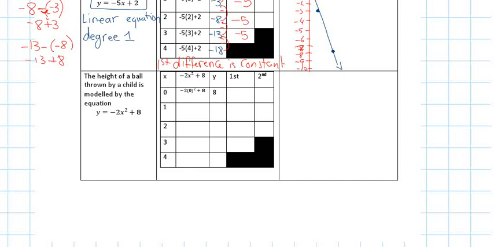Okay, so now my other example is the height of a ball thrown by a child is modeled by the equation y equals negative 2x squared plus 8. Looking at the equation, what can you tell me? It's quadratic, right? And why is it quadratic? How do you know? An exponent. Exponent what? 2. Degree 2, yeah? Okay, so I know it's quadratic, and I know that because it's a degree or exponent 2.